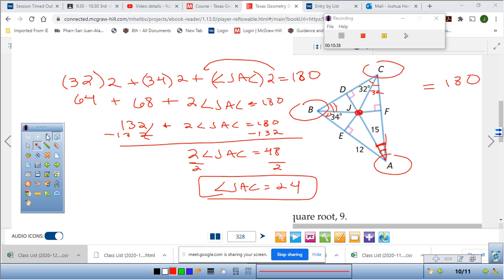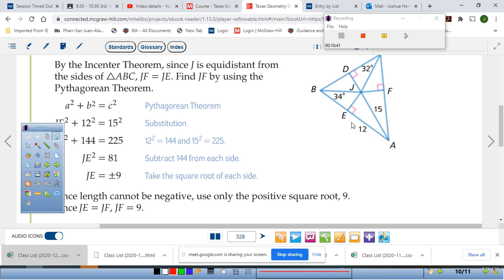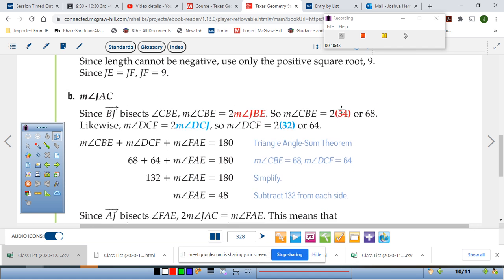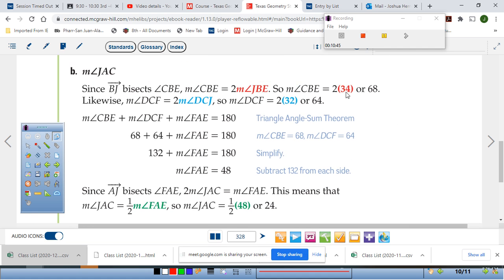Okay. Let me see what else. Let me see what the book got. Please make sure we got it right. Well, if you look at it, this did the same thing. They had 2 34s, right? They had 2 32s. They added them up, got 132. Subtracted 132 from that 180, got 48.